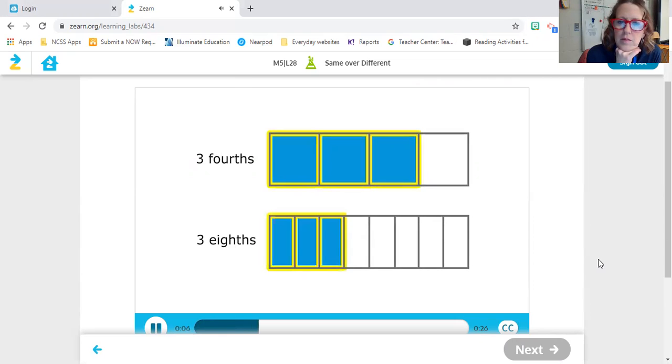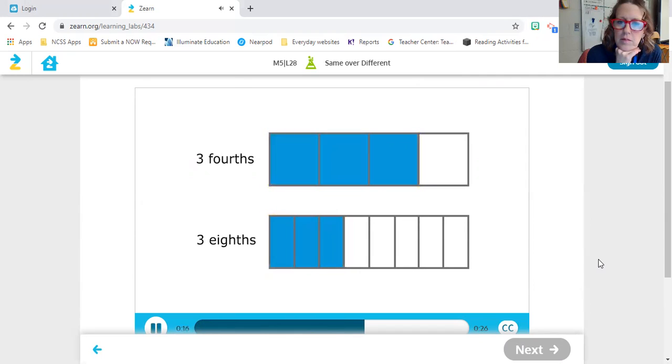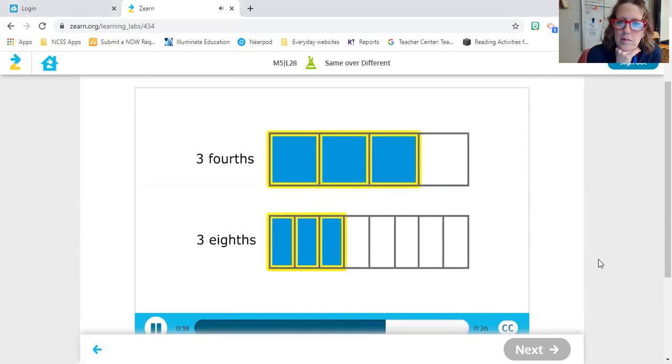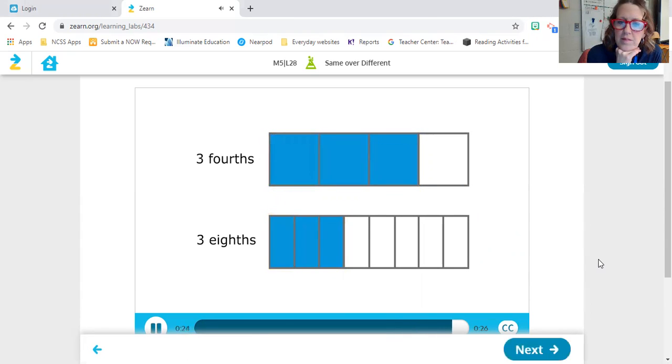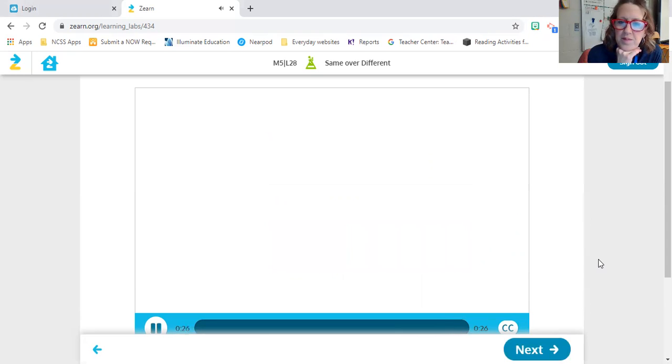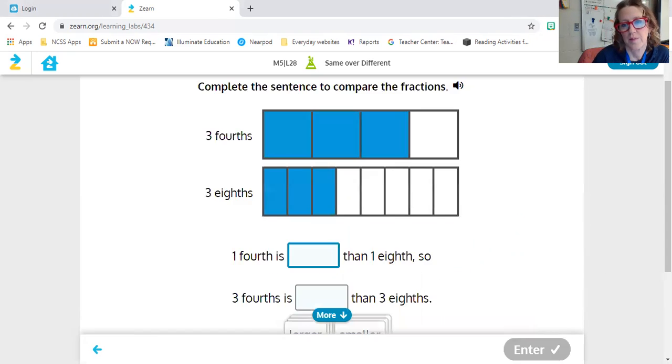3/4 and 3/8 are not equivalent because the parts are not the same size. 1/4 is larger than 1/8, so 3/4 must be larger than 3/8. That's right. The number of shaded parts in each picture is the same, but the size of each part is different. So the shaded parts are not equal. Remember that equivalent means equal.